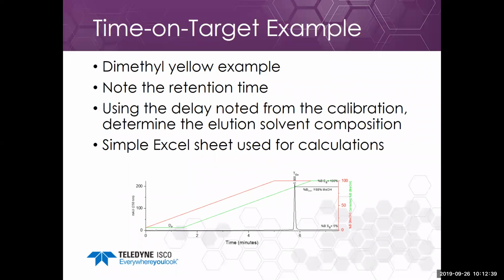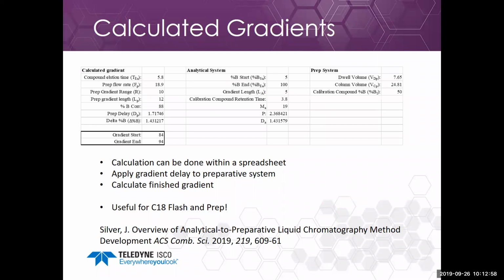As an example, we took dimethyl yellow, noting the purification time. Using the delay noted from the calibration, I determined the sample, and I find out that it elutes at about 88% methanol, as shown over here. You can use a spreadsheet to do this calculation, and it works for C18 and prep. In the September issue of ACS Combinatorial Science, we do have a description of this that has been published.